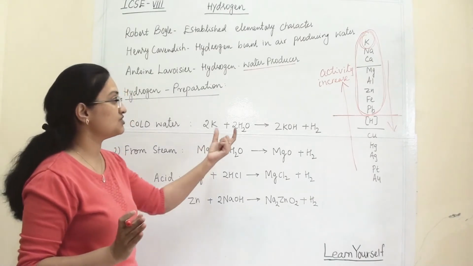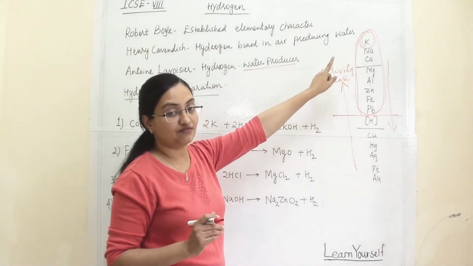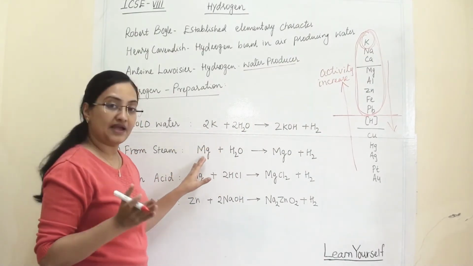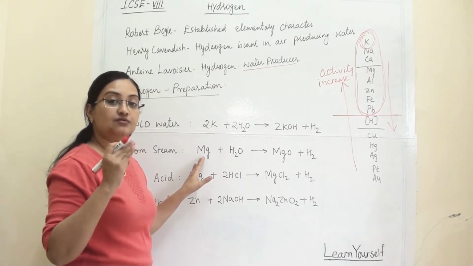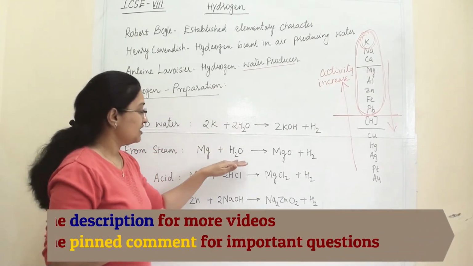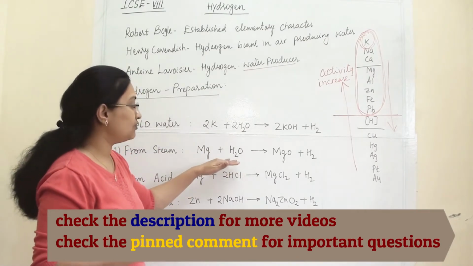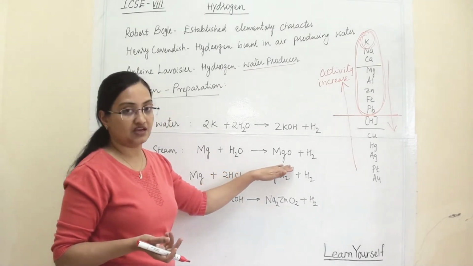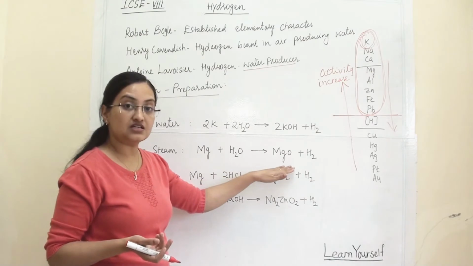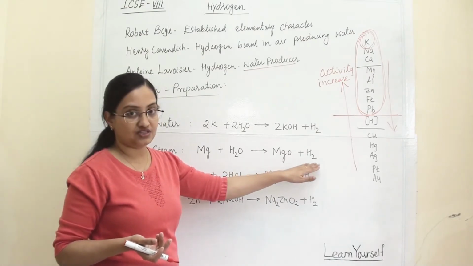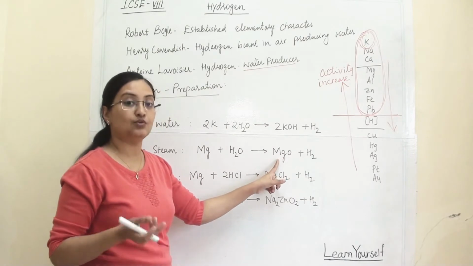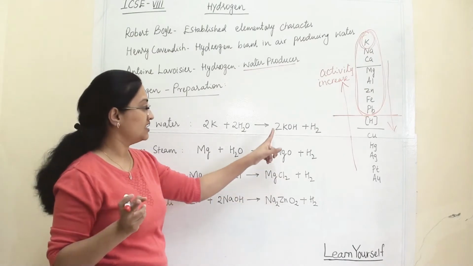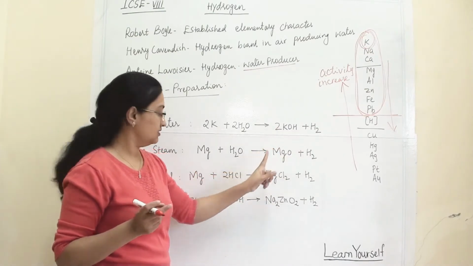Why? Because magnesium is not as reactive as potassium, whereas potassium is very reactive, so it reacts with cold water also. But magnesium is less reactive compared to potassium, so we need to use steam. That heat will help magnesium to activate, and it will give us magnesium oxide. Here it gives us a metal oxide and hydrogen gas. Whenever oxygen reacts with a metal, the molecule that forms is known as a metal oxide. This one is known as a metal hydroxide.